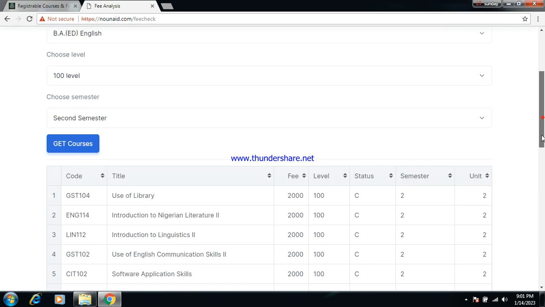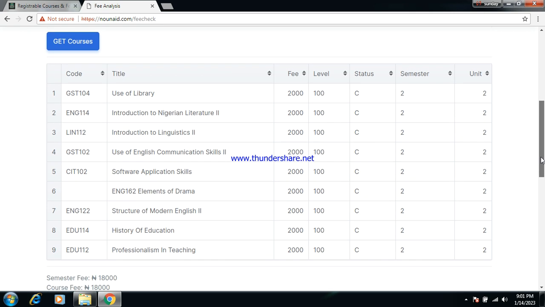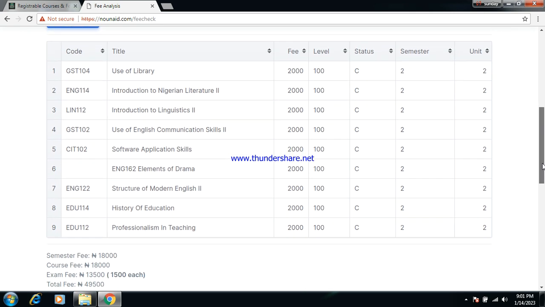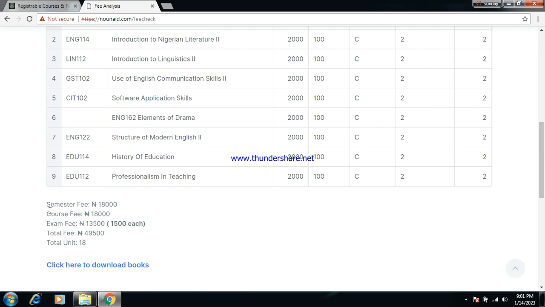Scroll down. These are the courses on the level, first second semester. There are 9 courses in total. This is the amount. This is the summary of the amount. Semester fee is 18,000. Course registration fee 18,000. Annual fee 13,500. At the rate of 1,500 per course. Total fee is 49,500.